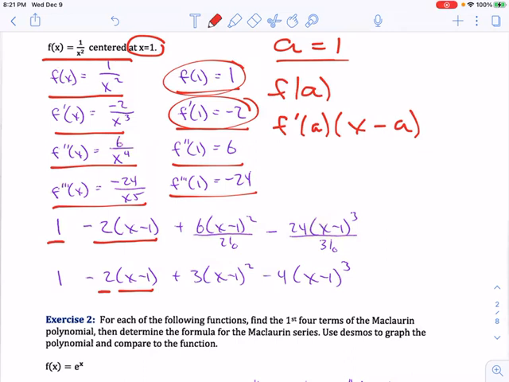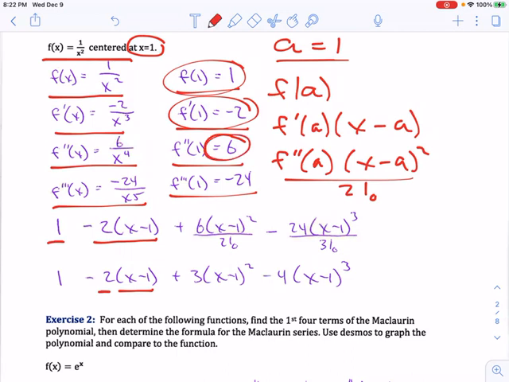The third term is going to be f double prime of a times x minus a squared over 2 factorial. And so f double prime of a is 6 times x minus 1 squared over 2 factorial. And then f triple prime of a, which is negative 24, times x minus 1 cubed over 3 factorial. Now you can simplify that a little bit. 2 factorial is simply 2. It cancels with the 6. We get 3. 3 factorial is 3 times 2, which is 6, which cancels with the 24 4 times.